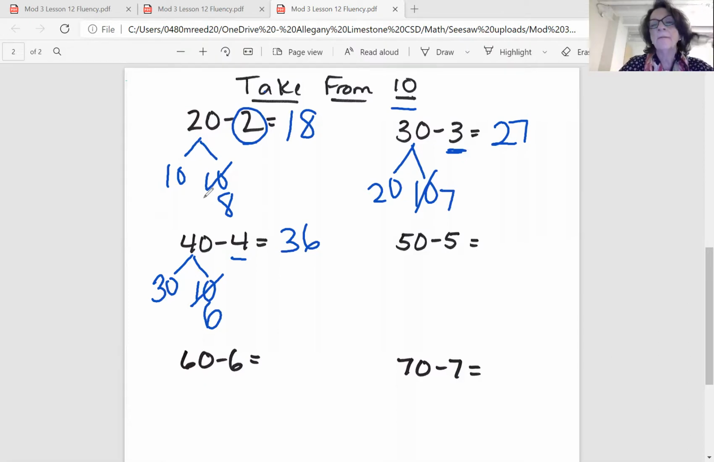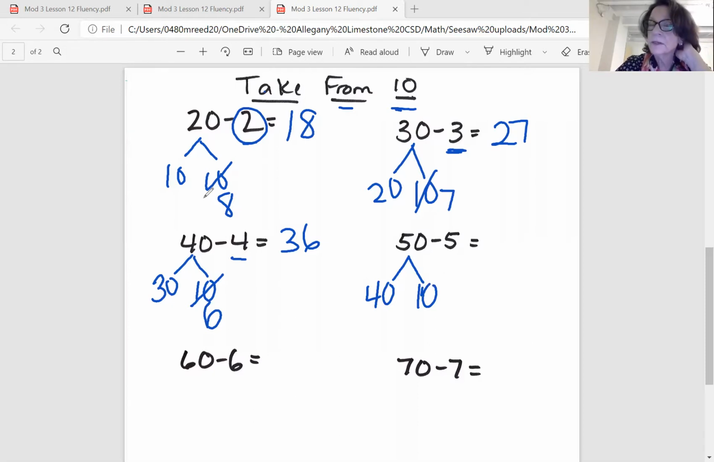Okay. Let's do 50 minus 5 next. So I want you to think about what you're going to decompose 50 into if you want to practice taking from 10. Okay, hopefully you said 40 and 10. If you did, you are correct because now I've got a 10 here.